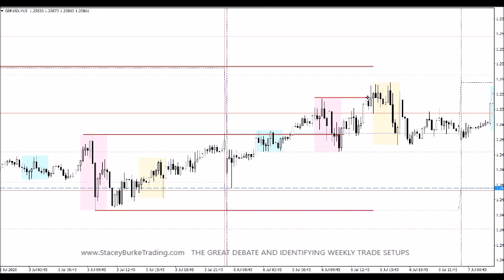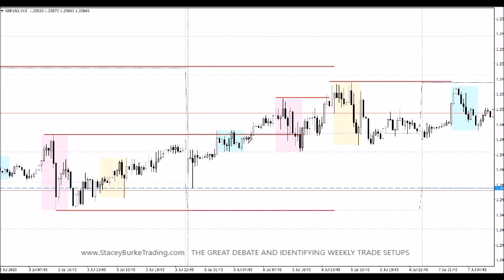The market sold on top of the box from Friday's high. We now have a new high of the week and we have a low of the week for all intents and purposes. And we have our lows from the London session.